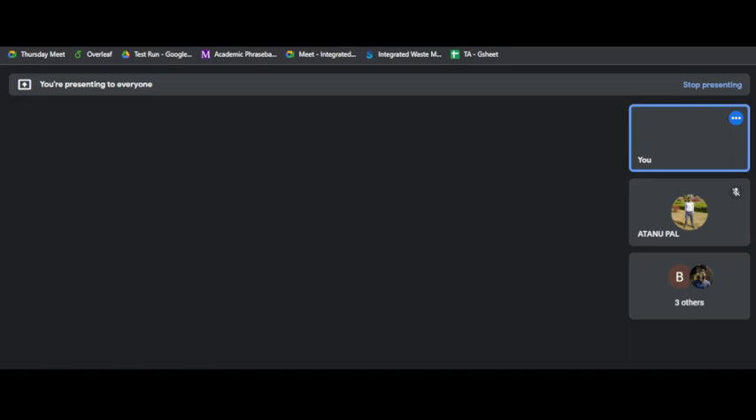Moving on to question number 7. The thermal processing of waste in the absence of oxygen is called. The given options are incineration, plasma arc, pyrolysis, and gasification.